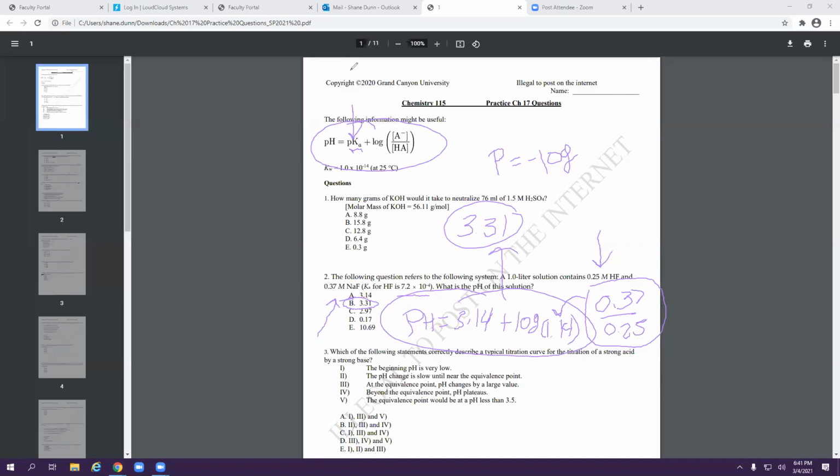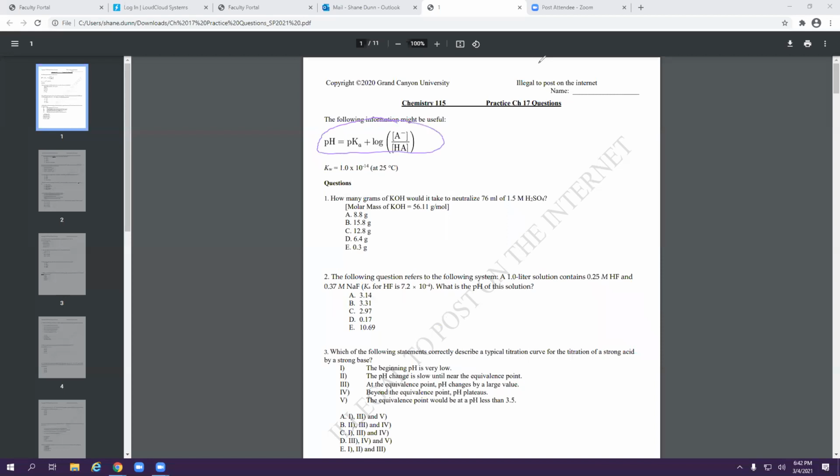3.14 is the pKa, right? So I just took the negative log of Ka. So negative log of Ka is equal to 3.14. That's where I got that from. Okay. Everyone else got any more questions for me? Okay. We're always going to come back to this guy right here.